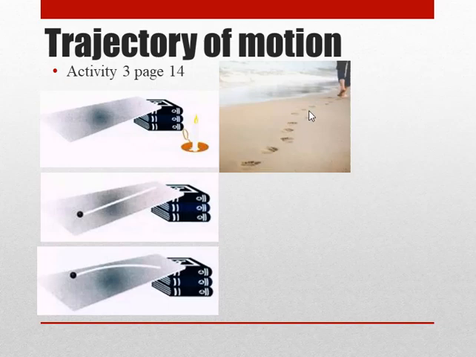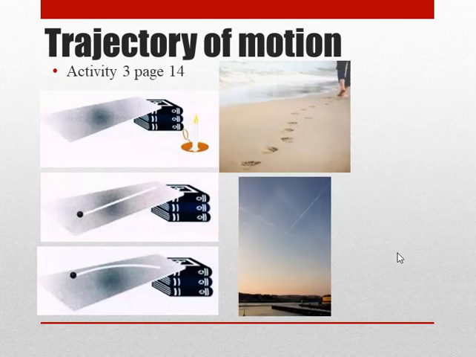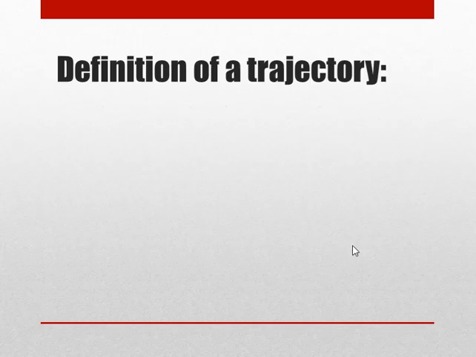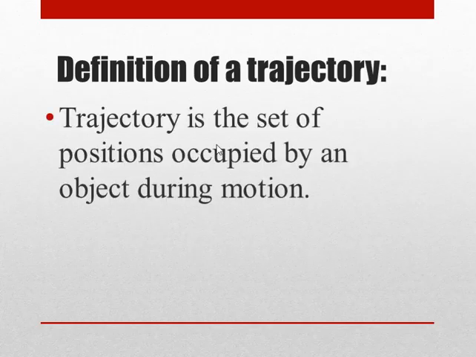Sometimes when moving, you leave the position of your steps behind you. And sometimes this happens for planes. Sometimes the trajectory is not visible. What is the trajectory? The trajectory is the set of positions occupied by an object during motion.